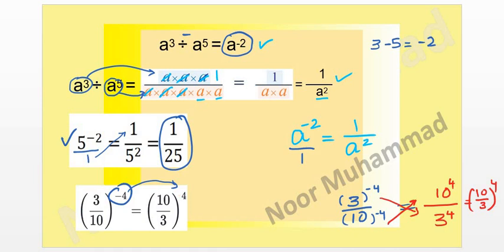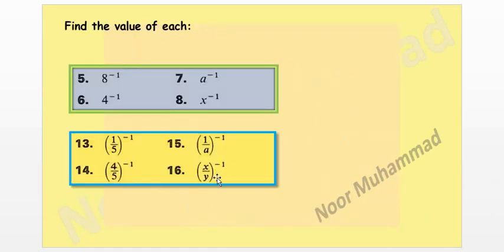Let's solve some questions from the exercise. Hope you understand this. From this explanation you got the idea. Find the value of each. As you can see here, all the exponents or indices are negative. Same is the case here, right? So it's very easy. Simply you will flip the fraction.